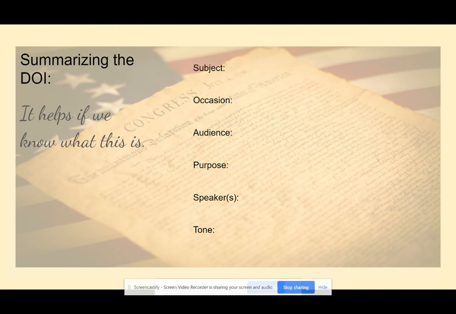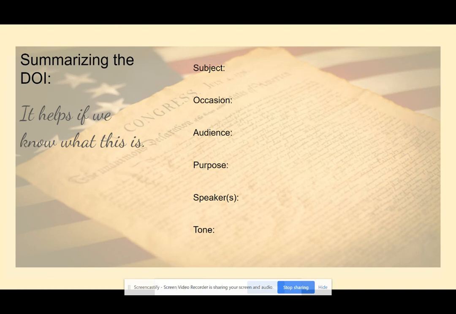Yeah. All of this is substantiated. All of this is evidence. When you're trying to persuade somebody of something, you have to have evidence. And this is a nice long list. I believe there's 27 grievances, and most of them start with "he has."